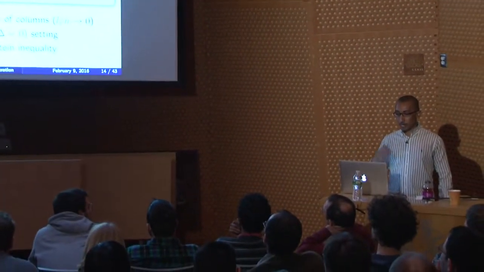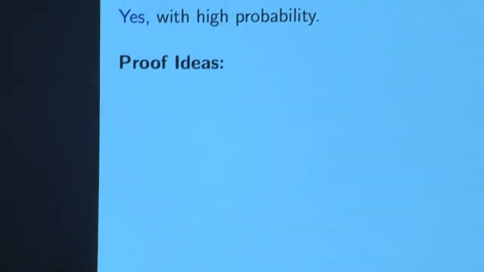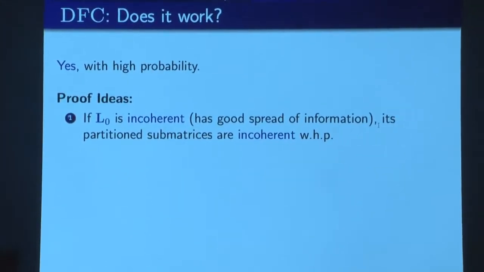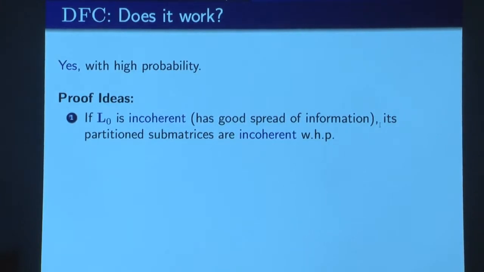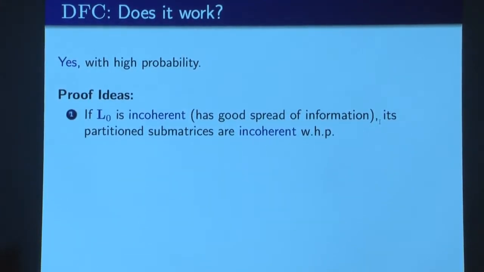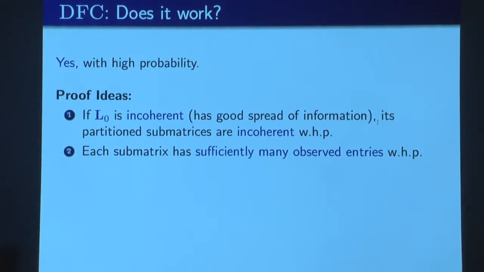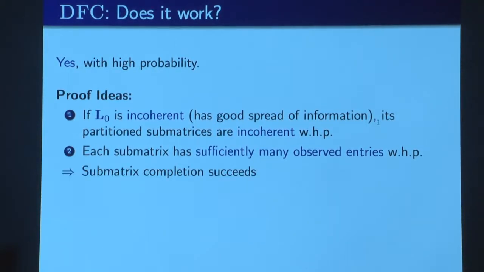OK, and I should just highlight at this point that the analysis of this procedure, this theorem, relies heavily on these Bernstein inequalities for random matrices, which I'll talk to you a bit about in the second part of the talk. So what are the proof ideas that go into this theorem? Well, first, if L0 is incoherent, that is, has this good spread of information, then its partitioned submatrices are also likely to be incoherent with high probability. That's one thing that we show. On top of that, you want to show that each submatrix has sufficiently many observed entries with high probability. And these two properties together tell you that your submatrix completion succeeds.